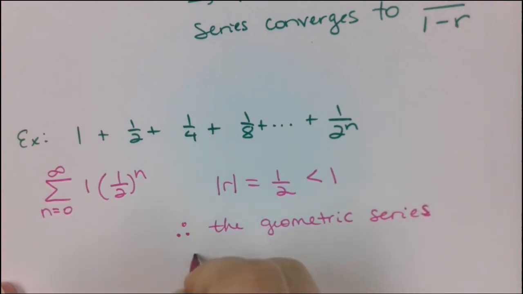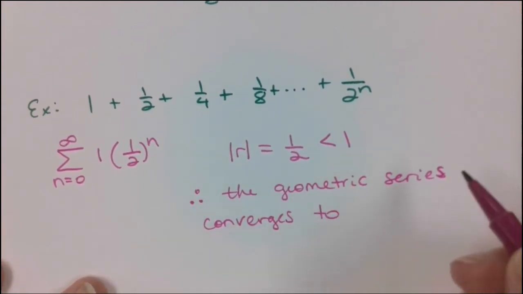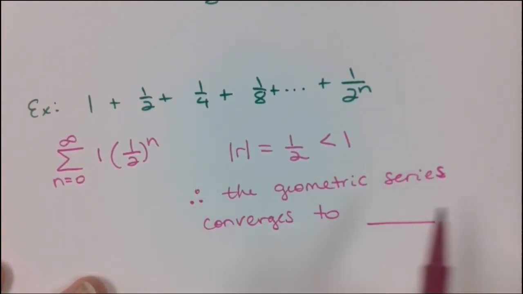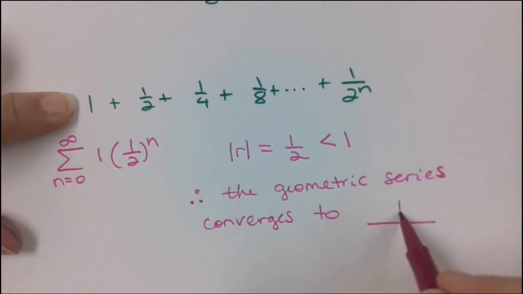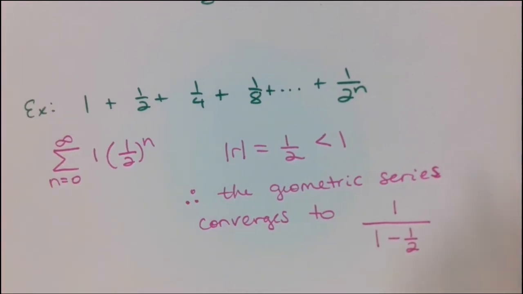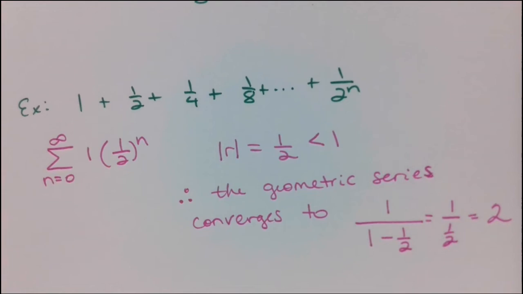converges. And we're going to go ahead and calculate what it converges to. It's going to be the first term of that series, which is 1, over 1 minus the common ratio. So 1 over 1 minus 1/2, which would be 1 divided by 1/2, which is 2. And so the sum of this infinite series is equal to 2.